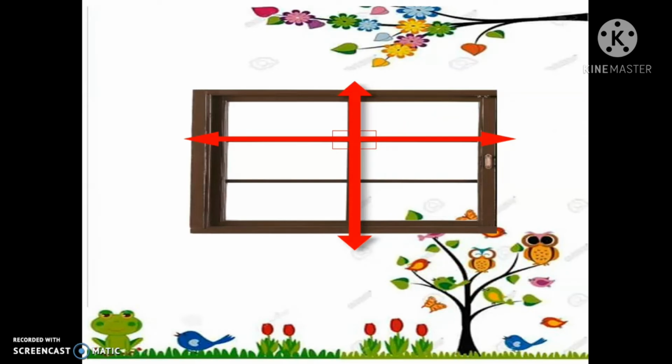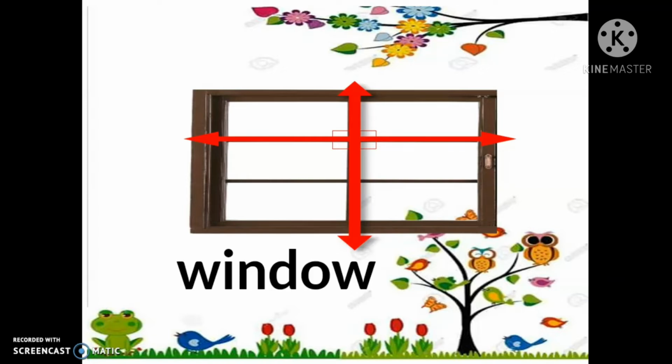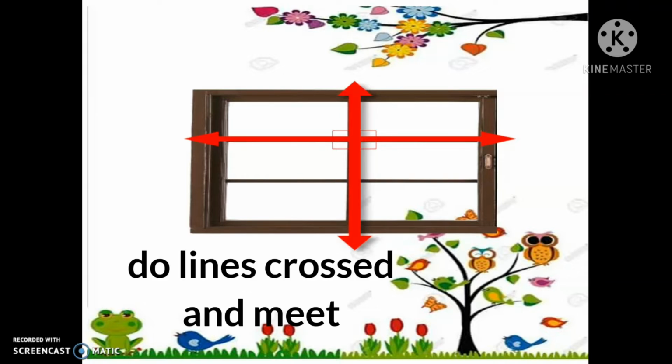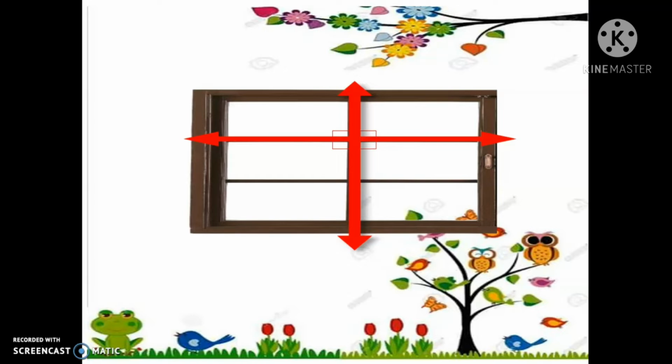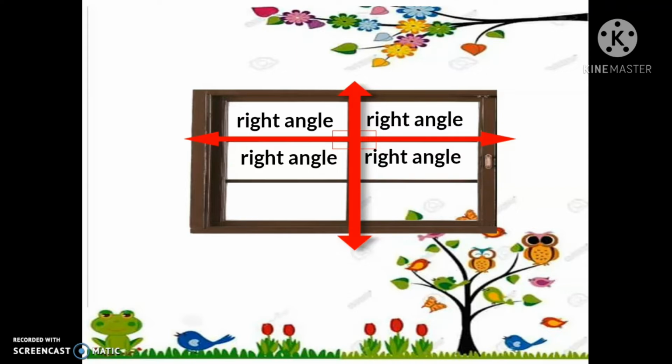Does the picture on the right look familiar to you? Yes, it is a picture of a window. The two lines cross or meet each other. Very good. Do you know the angle between the two intersecting lines? That is right. It is a right angle that measures 90 degrees.